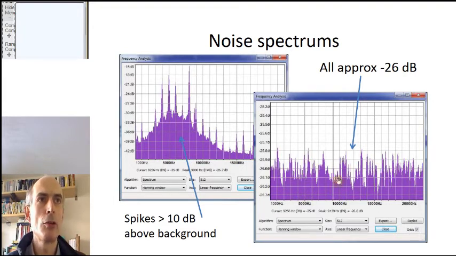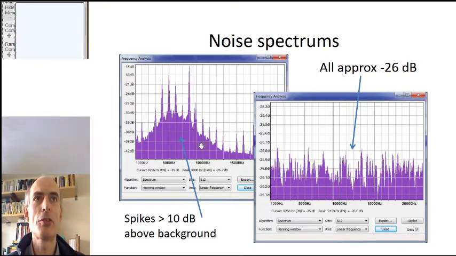This one, you'll notice that almost all of the frequency ranges, and there are currently 512 frequency ranges, that's what the size parameter does, almost all of them have a power of about minus 26 dB. In fact, they're all within plus or minus 0.3 dB of minus 26 dB. This is a type of noise that we tend to call white noise. There's approximately an equal amount of power in any one of these frequency ranges.